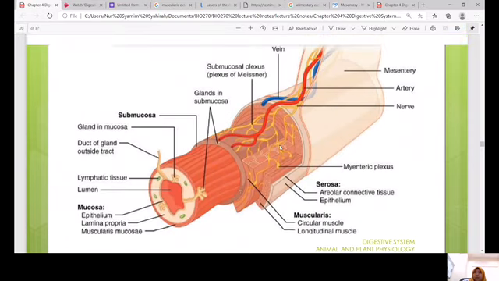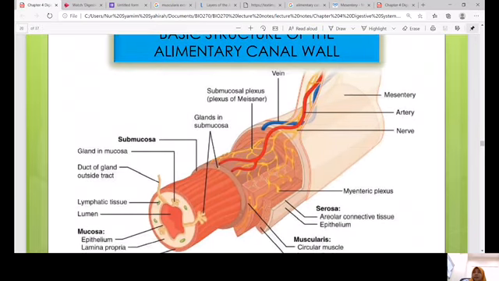And then we also have the mesentery. Mesentery is actually a membrane, a membrane that holds the small intestine so that our small intestine is attached to its place. There is no bone or any cartilage that can hold the small intestine in its place. So this mesentery will help to keep the small intestine in its place. So that is the mesentery.